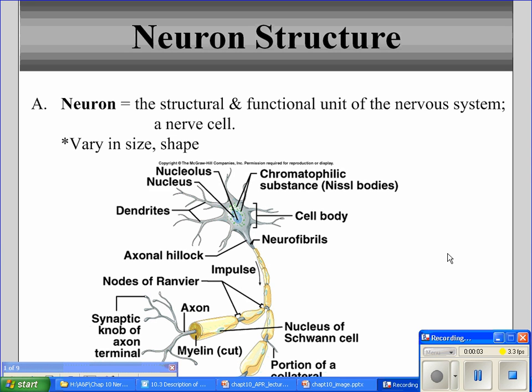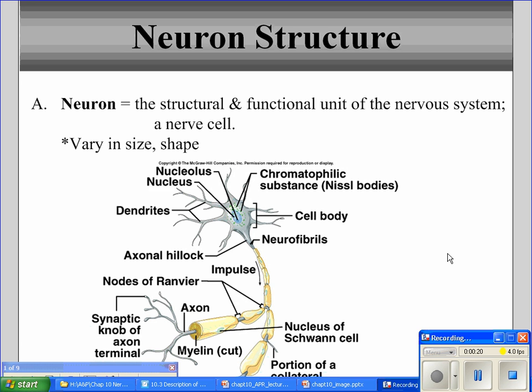This is the lecture for section 3 of chapter 10. We're going to talk about the description of the neuron cell mainly, but also a few other cells, just to start to talk about some of the supporting structures on a typical neuron.